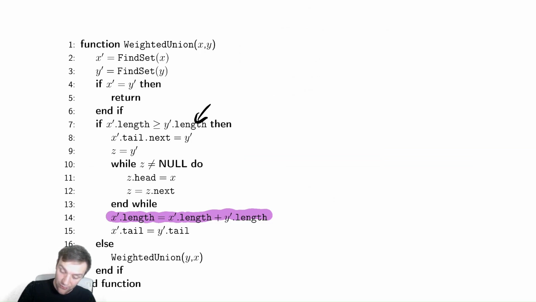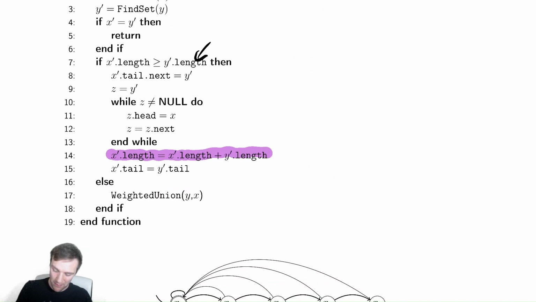And then if x prime.length is not greater than or equal to y prime.length, then x prime will be the smaller of the two lists, in which case, and this is the way to be really clever with programming, all I need to do is swap the arguments. If I swap which one is x and y, then it's all set, right?